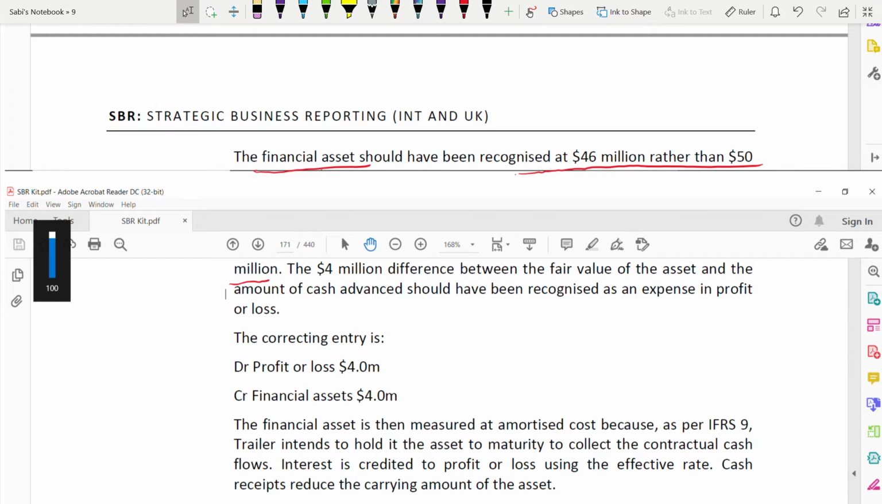50 million versus 46 million, 4 million difference. Where will that 4 million difference go? That needs to be talked about. Okay, you're understanding? So that is the next point. From here onwards, the next point is the 4 million difference.